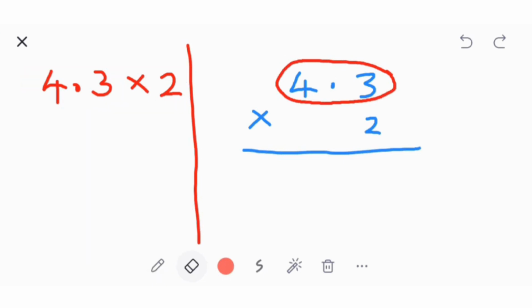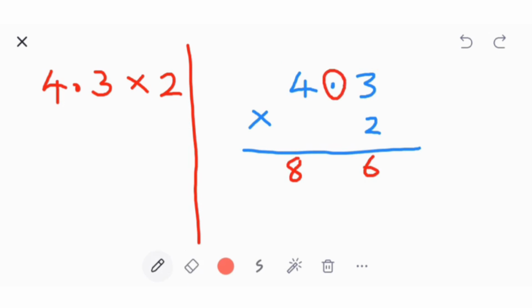So let's do the multiplication quickly. So you do 2 times 3, which is 6. Then 2 times 4, which is 8. Okay, now after this decimal point that I circled, how many digits do you see? We only have one digit after that decimal point, and that digit is 3.